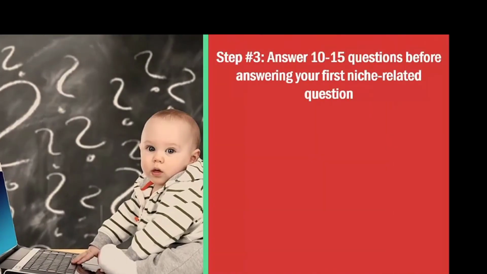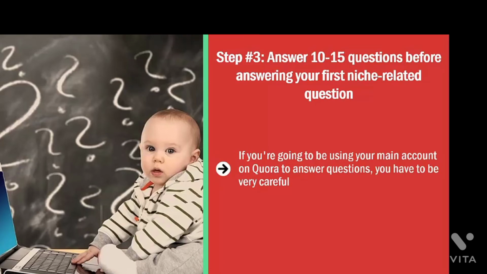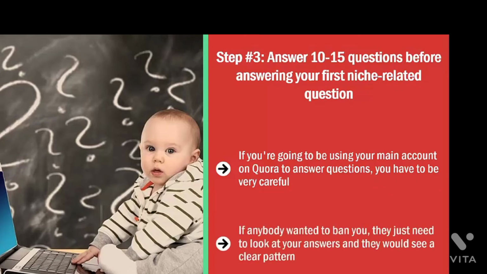Step number 3, answer 10 to 15 questions before answering your first niche-related question. If you're going to be using your main account on Quora to answer questions, you have to be very careful. You can't just answer all questions that are directly related to your niche and forget about everything else. If anybody wanted to ban you, they just need to look at your answers and they would see a clear pattern. It's obvious that you were just answering only a certain type of question and dropping your link all over the place. That's a dead giveaway.